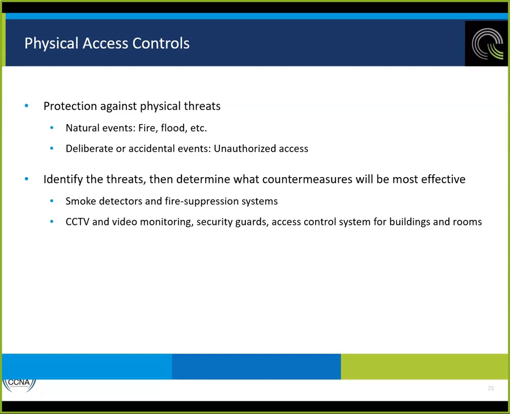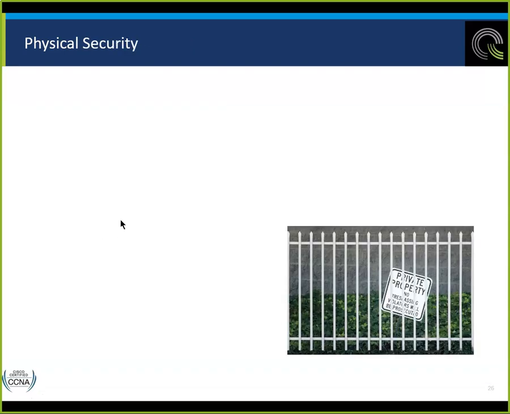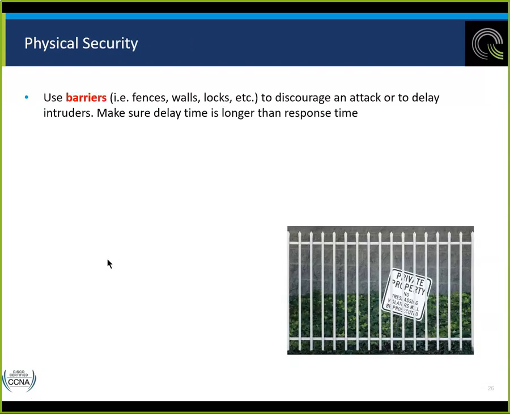Determine the countermeasures: smoke detectors, fire suppression systems, CCTV, video monitoring, IP cameras, access control systems for buildings, security guards. Limit the number of doors that are available, security guard roaming around, funnel everybody through a particular door to where they have to log in and be seen. The physical security, we want to use barriers, and we want to use these to discourage the attack and delay the intruders. The objective is to delay the intruders for enough time to allow us to get ready to defend against the attack. The delay time needs to be longer than the response time.